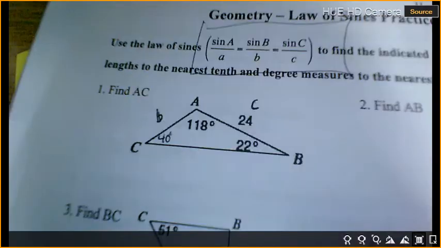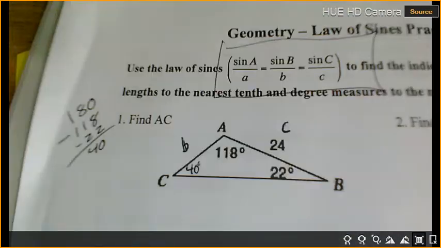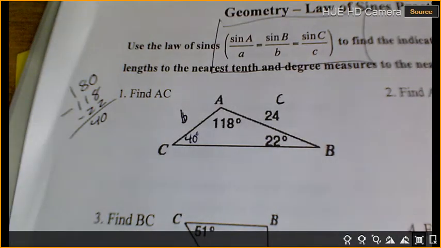And I think probably on this problem, you should write down that we did 180 minus 118 minus 22 to get 40, just so that you remember where that came from. I don't care if you do most of that work on your calculator and don't write it down, but write it down this time so you remember where it came from.